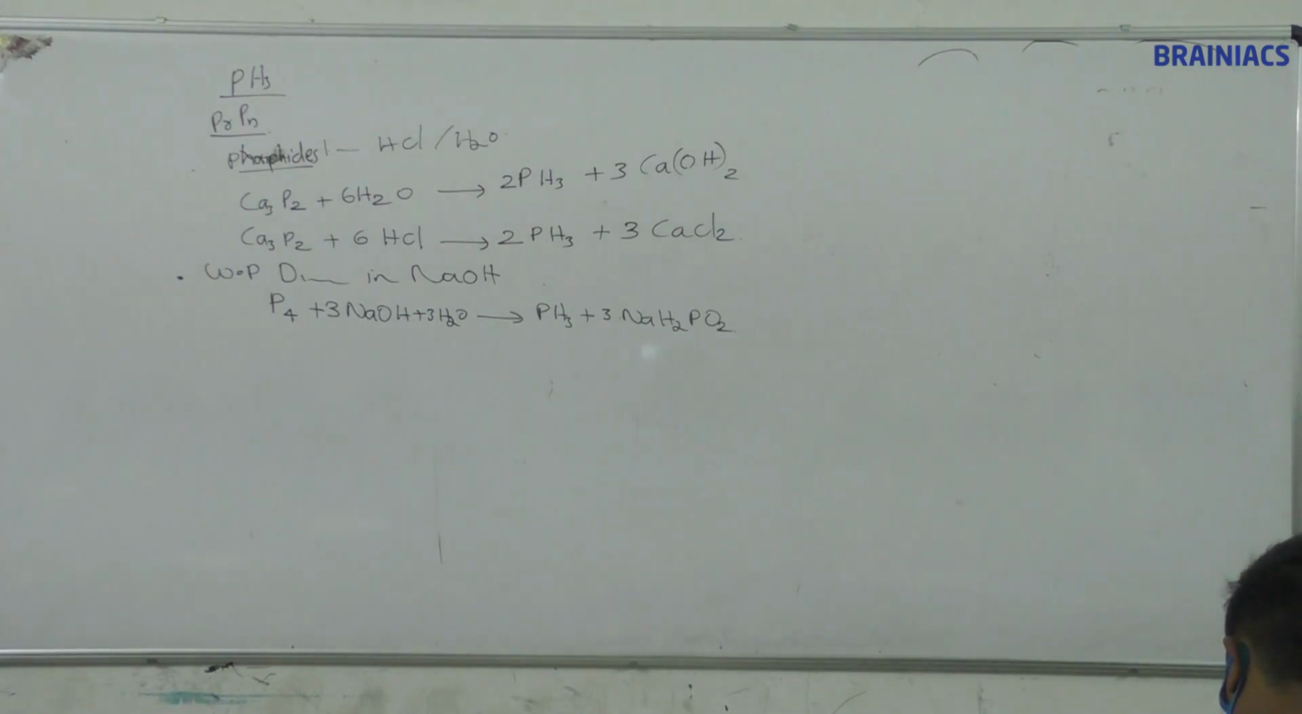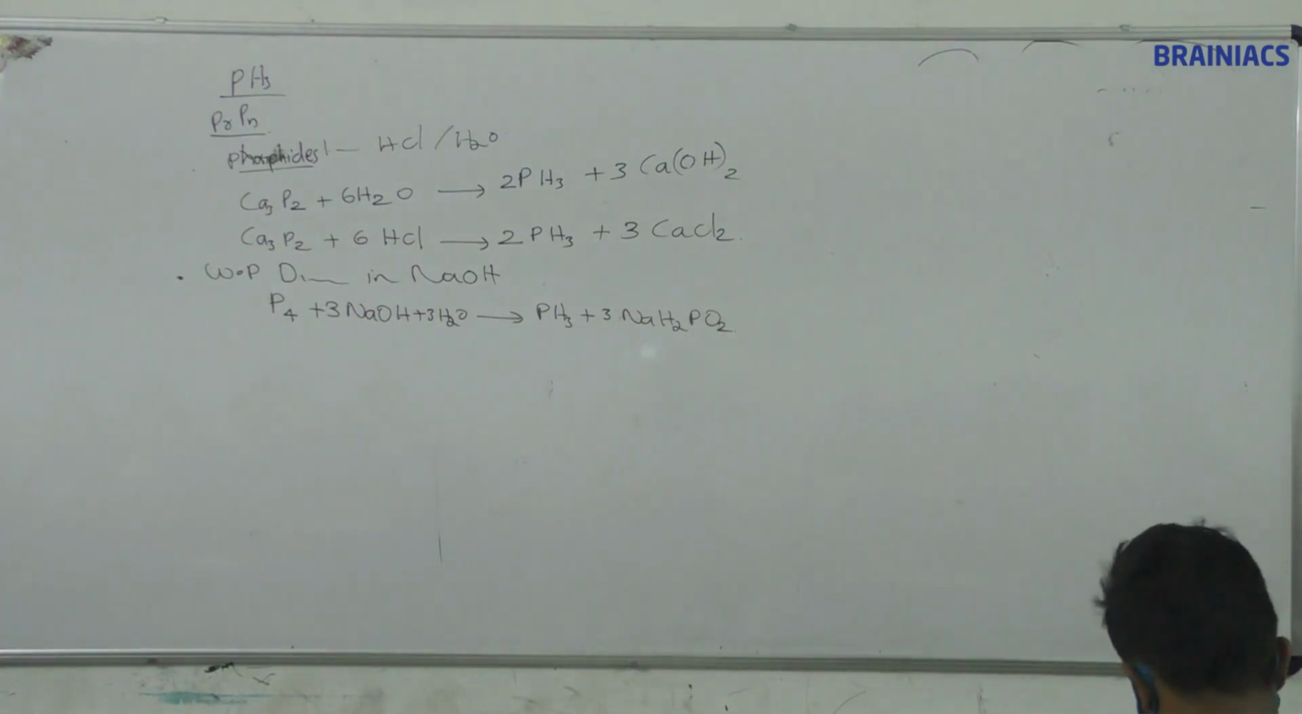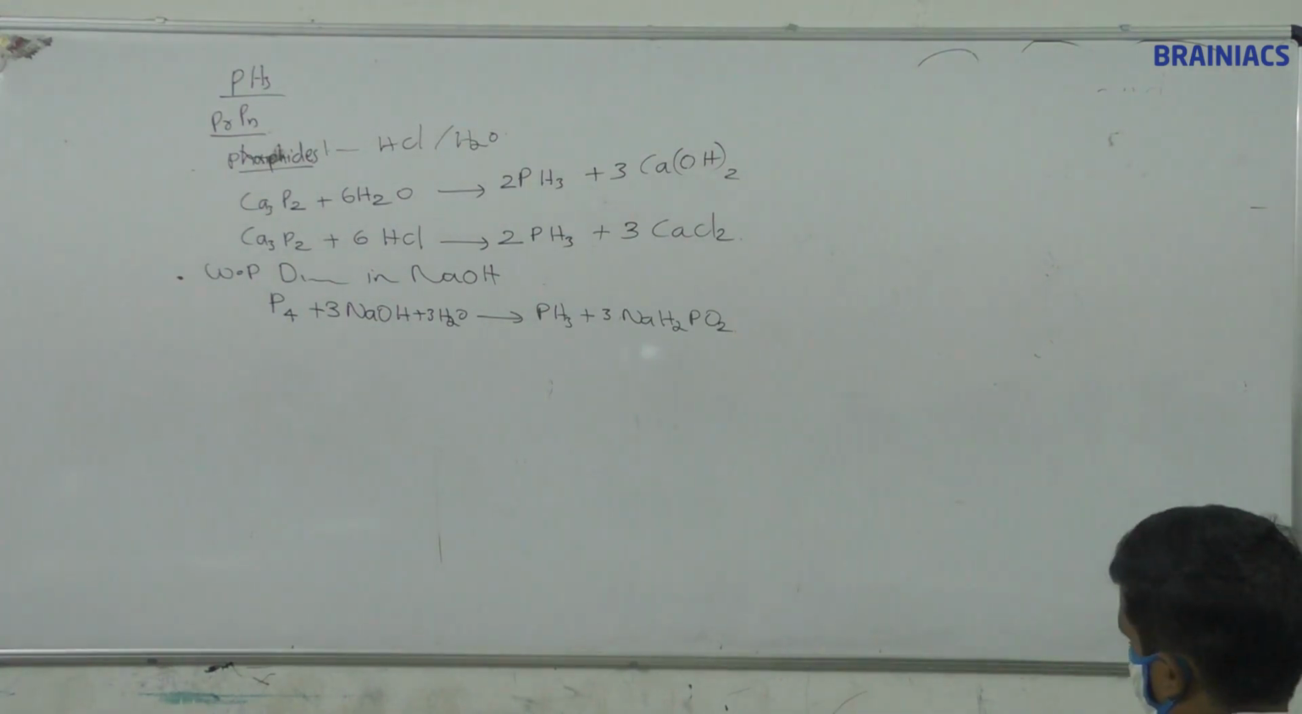So what are the preparations of phosphine? Phosphides are treated with H2O or HCl. The next one is white phosphorus dissolved in NaOH. This is an important equation that comes in 2 portions of P block elements. Okay.